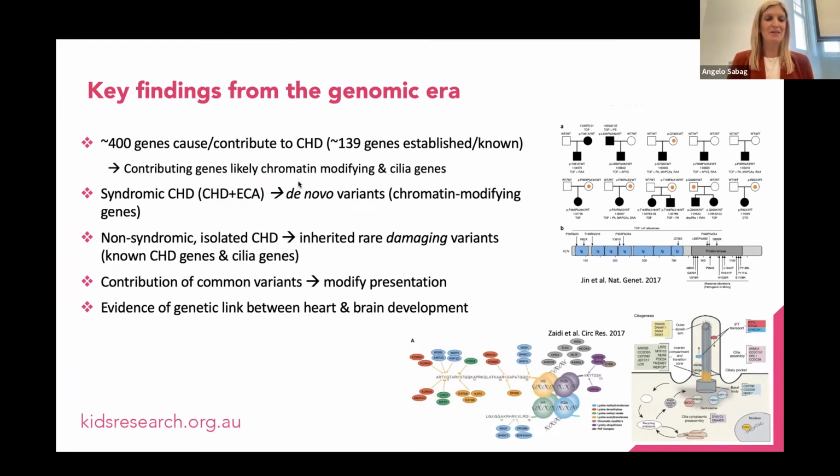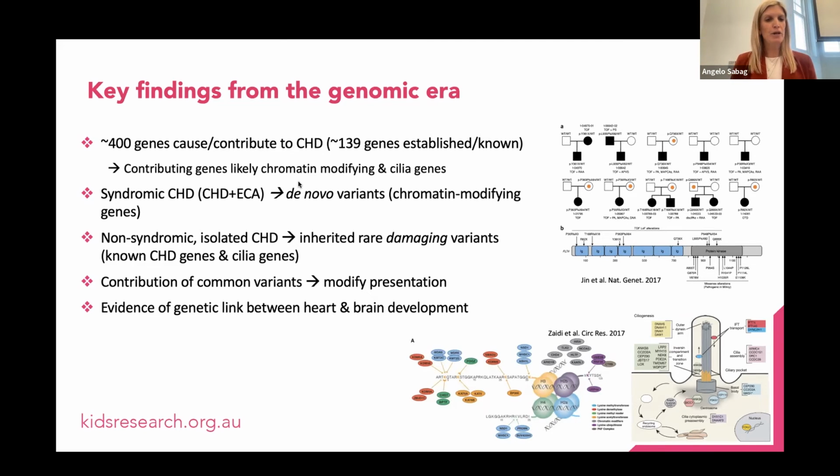So there's still a long way to go. And what the research is pointing at is that the contributing genes are very likely to be chromatin modifying and cilia genes. What's also come out of this work is that syndromic cases of congenital heart disease, and when I say syndromic, I mean patients who have a heart defect as well as an extra cardiac anomaly such as a renal or kidney defect, very often those variants were de novo variants in chromatin modifying genes.